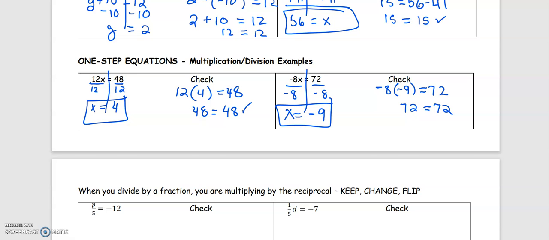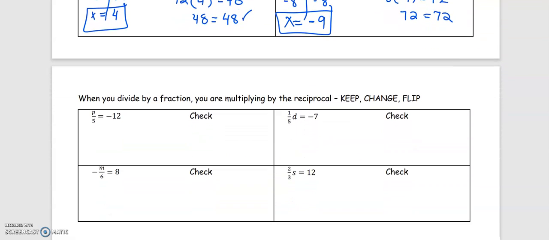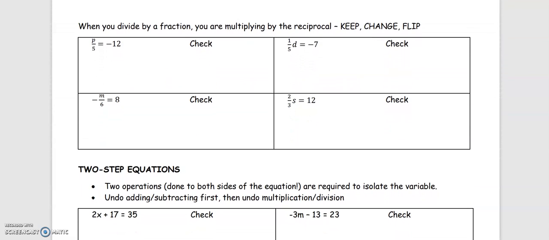We're on to our second side of notes here, if you're following along with me. When you divide by a fraction, you are multiplying by the reciprocal. You might want to follow keep, change, flip on this. So I have p divided by 5. Well, the reciprocal of dividing by 5 is to multiply by 5. So I'm going to go ahead and do that on both sides. It's really multiplying by 5 over 1.